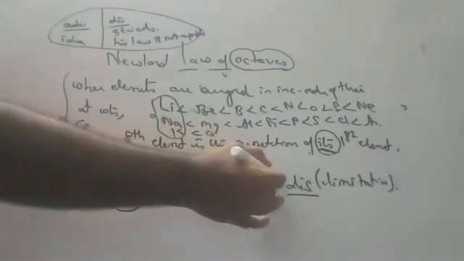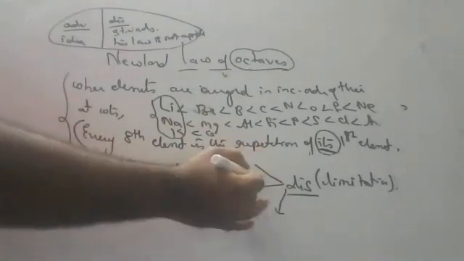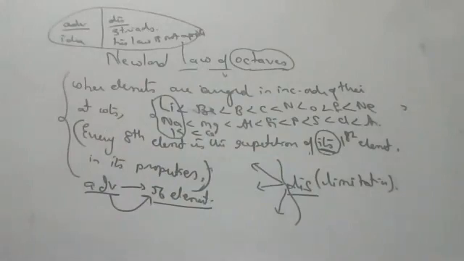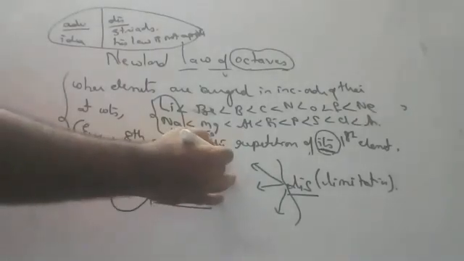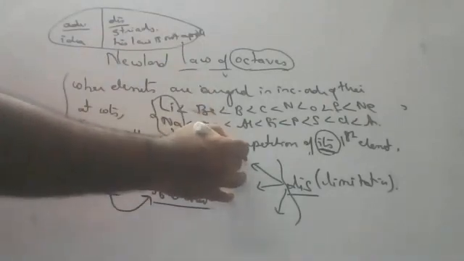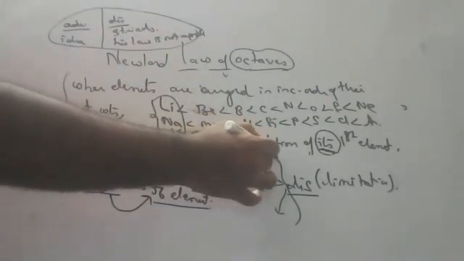But what are the disadvantages? Famous disadvantages are there, children. Very, very important from the board examination point of view, a 3 marks question. Please concentrate, everyone. What are the disadvantages? Number one, he said 56 elements are there in nature, and no more new elements will be discovered in the future.